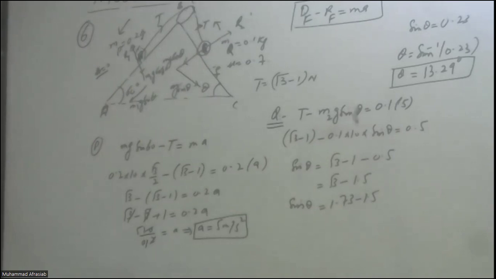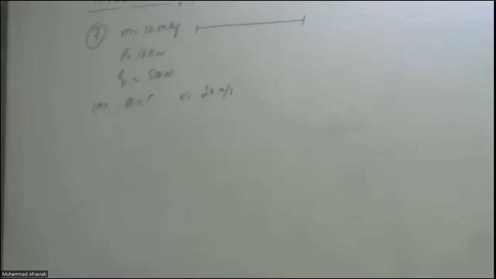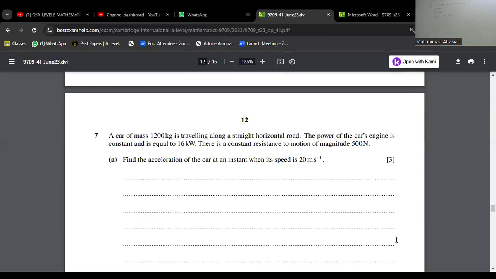Now the last question we are going to attempt. Now we are solving question number 7. A car of mass 1200 kg is traveling along a straight horizontal road. The power of the car engine is constant and is equal to 16 kilowatt. There is a constant resistance to the motion of magnitude 500 Newton. Find the acceleration of the car at the instant when the speed is 20 meters per second.